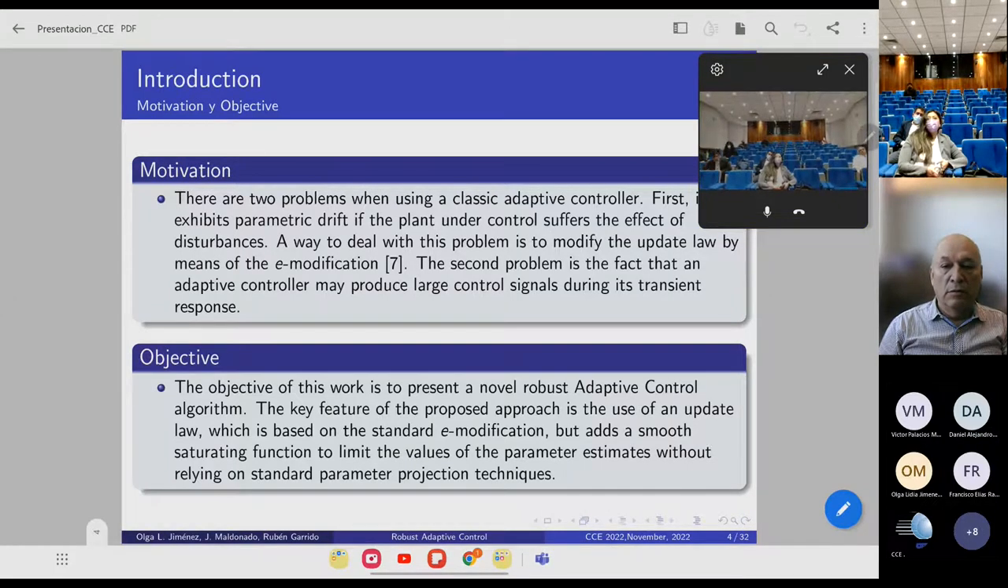The objective of this work is to present a robust adaptive control algorithm. The key feature is to propose an approach that uses an update law based on a standard e-modification with a smooth saturation function, especially to deal with large control signals during its transient response.